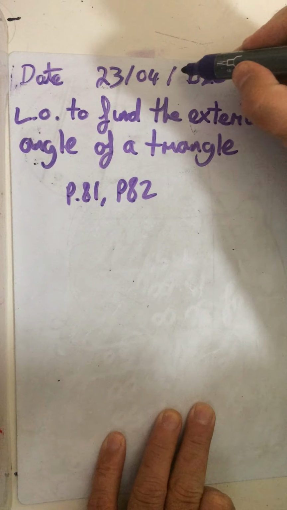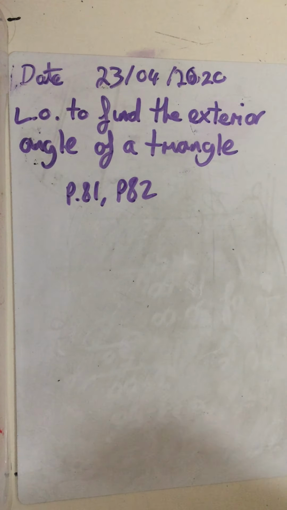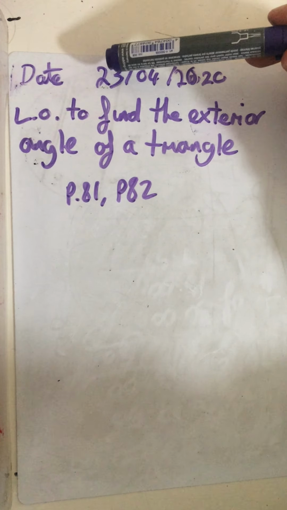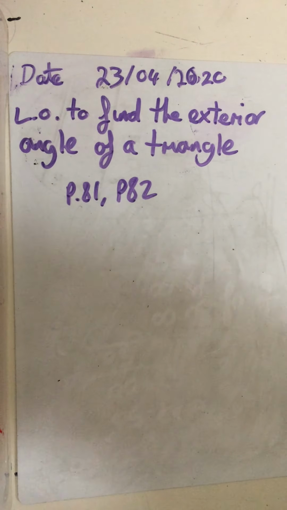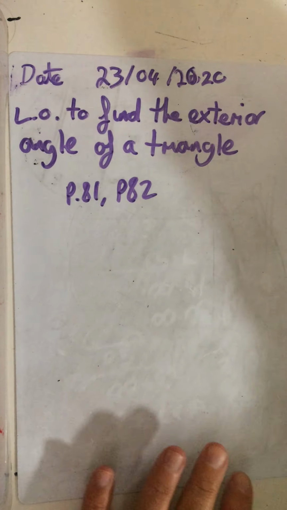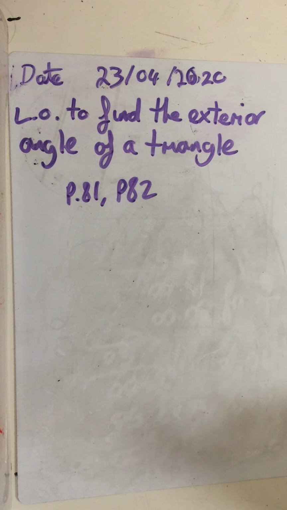We're carrying on with the work from yesterday with our maths, or the day before, depending on when you did it. So today's date should be, I think, the 23rd of the 4th, 2020. It doesn't matter if it isn't, if you do it on a different day, no problem. But can you write today's date, please, and the learning objective: to find the exterior angle of a triangle. So do that in your books, please.